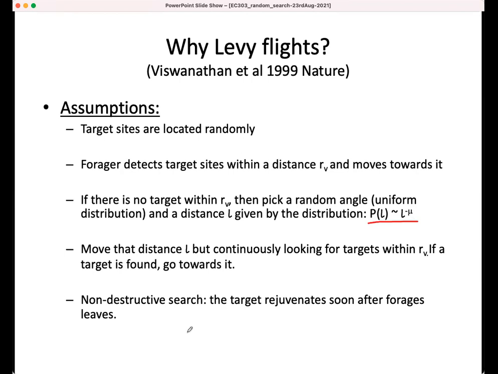And of course they also assume that the target site rejuvenates as soon as the forager leaves. What that means is that the resources cannot be extinguished. They will just immediately rejuvenate as soon as the animal has consumed and left them. Another way to think about this: resources are spread very patchily, but each patch has an abundant amount of resources.